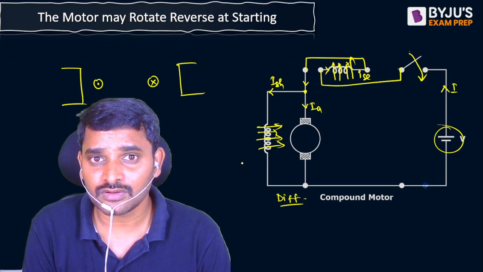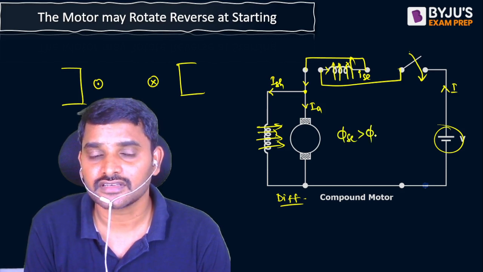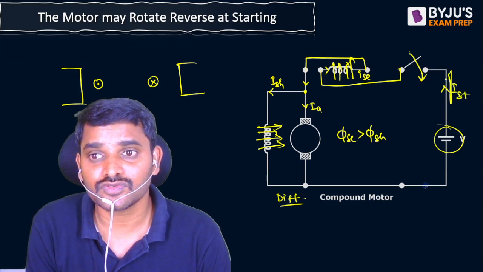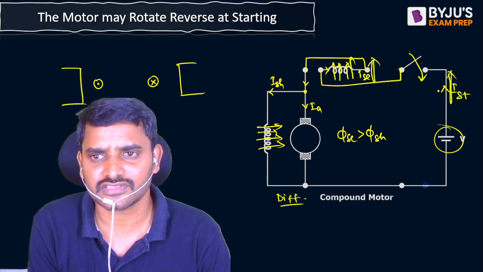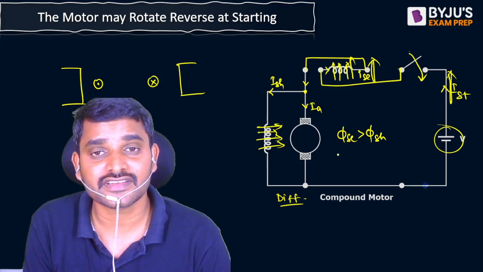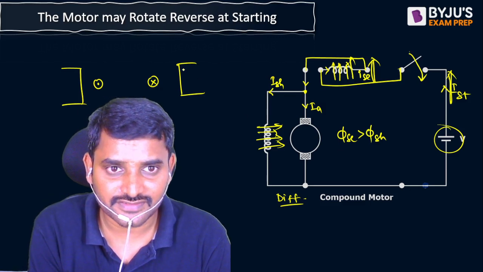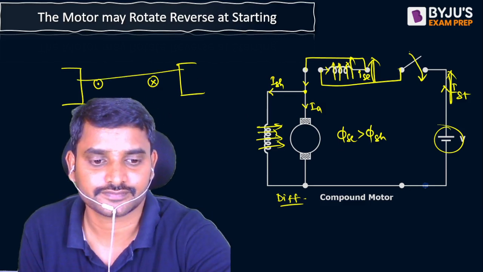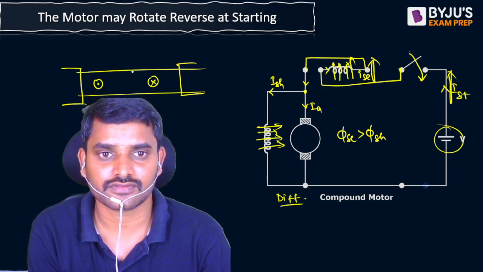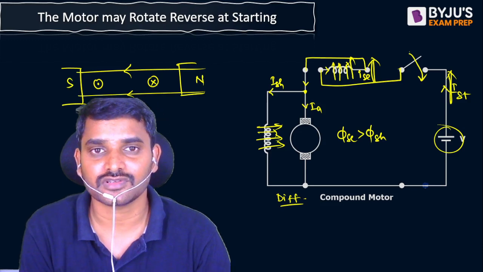Now what is happening now? Because of series field flux domination. Why? Because at the time of starting, current is a very huge value. Therefore the same current is flowing through the series field winding now, and hence the series field flux is very high. Therefore the establishment of flux is from right to left, like this. So this is north pole and this will become south pole.